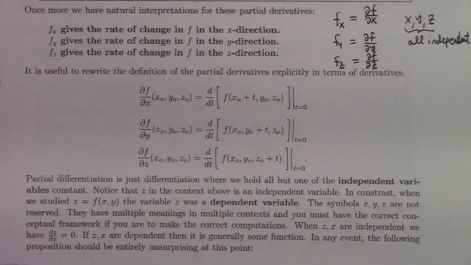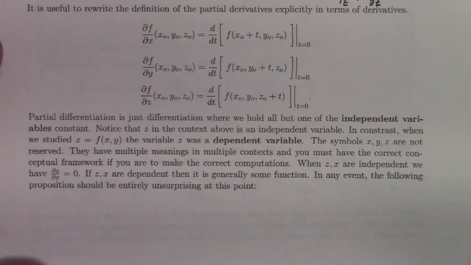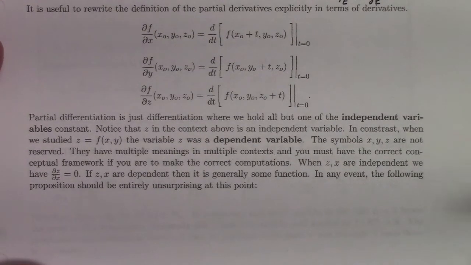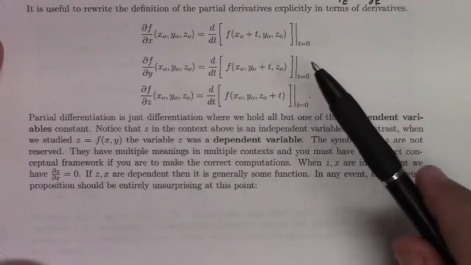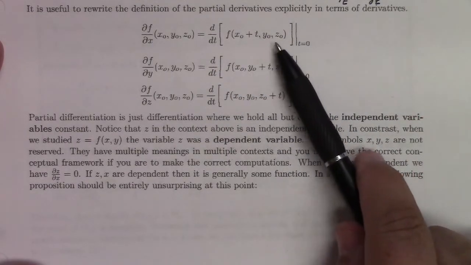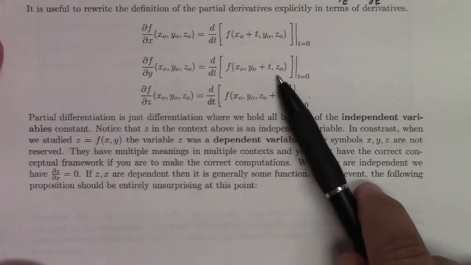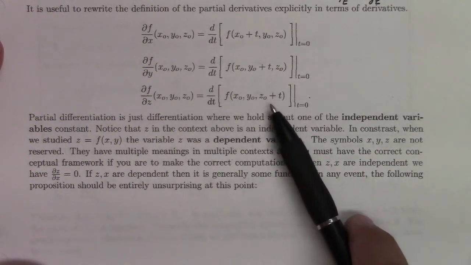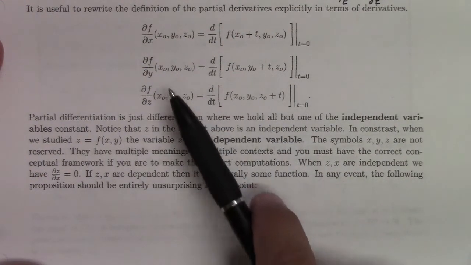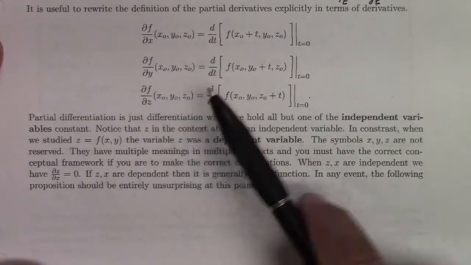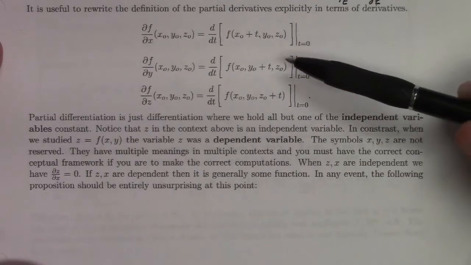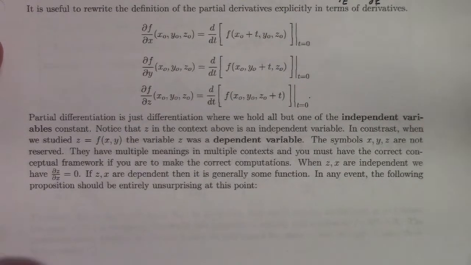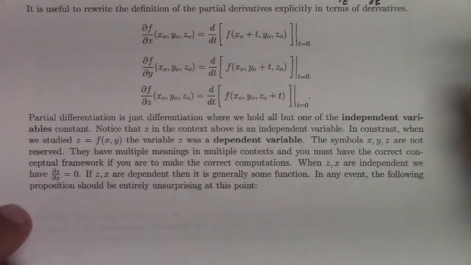But before I do that, here's the definition of how we differentiate with respect to x, y, or z. We simply let x vary, hold y and z fixed. We let y vary, we hold x and z fixed. We let z vary, we hold x and y fixed. That's how we differentiate with respect to x, y, and z respectively. And it's really just an ordinary derivative where we treat the other variables like constants. So it's not a big deal. You know how to do this already, I think.